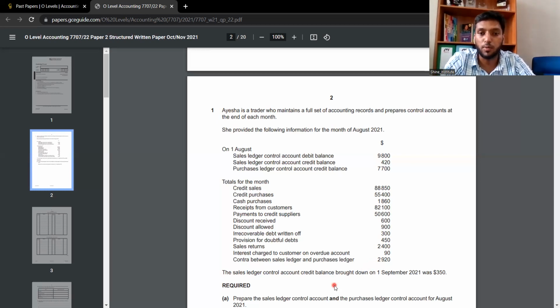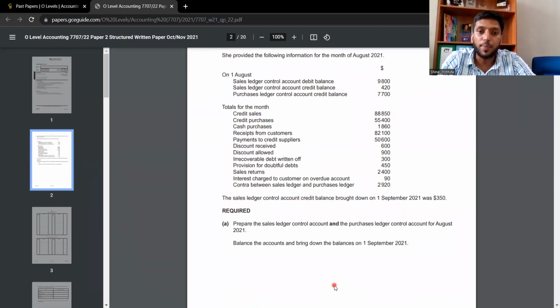So let's move on to the point we want to learn. Required: prepare the sales ledger control account and the purchase ledger control account for August 2021. I missed the important point. The sales ledger control account credit balance brought down on 1st September 2021 was 350. So on the next month also they have a balance on the credit side, but it's sales ledger control account. So we can prepare that.